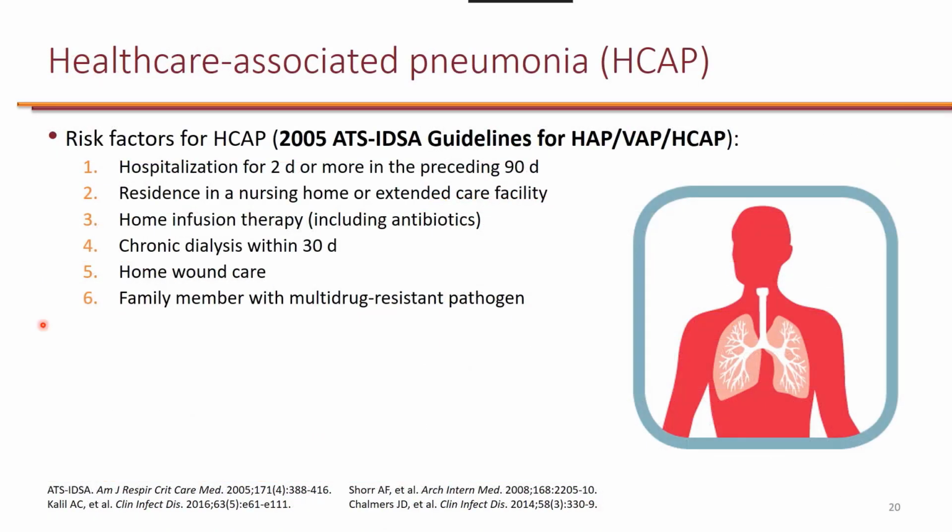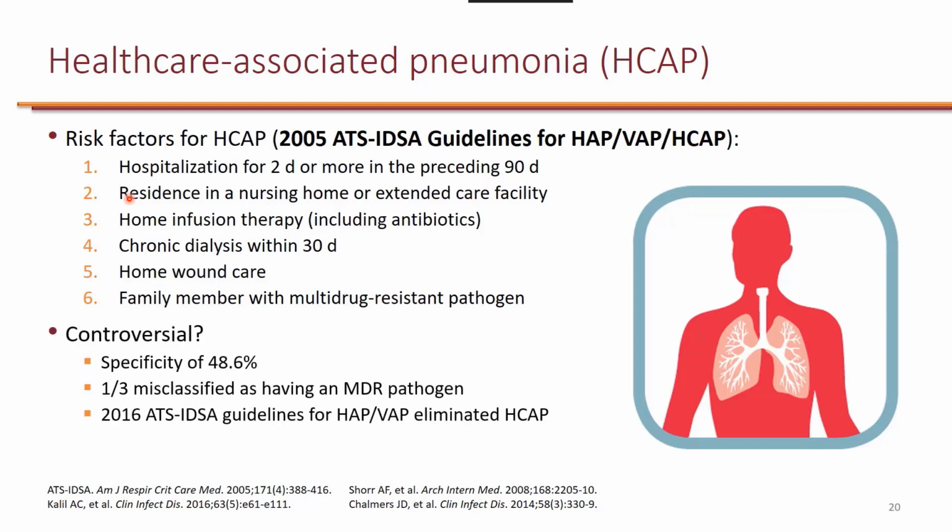Now, these are the criteria from the 2005 ATS-IDSA guidelines for diagnosis of HCAP. So you can see that if the patient meets one of these 6 criteria, they will be considered HCAP. And the reason this was significant is that if the patient has healthcare-associated pneumonia, they are more likely to have organisms that are multidrug-resistant. Now, the issue with this is that it's controversial because at least one study shows that specificity of these criteria was about 48 to 49%, and 1 out of 3 patients were misclassified as having a multidrug-resistant pathogen.